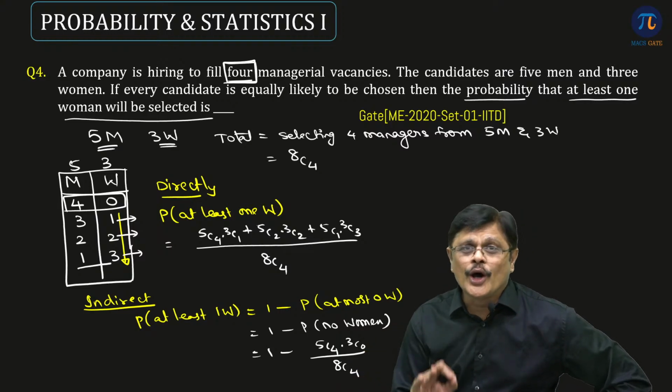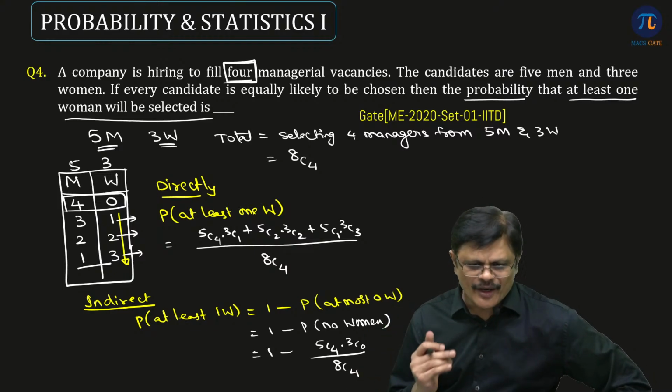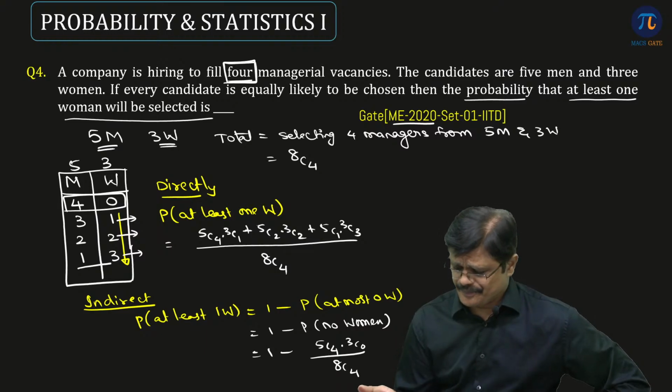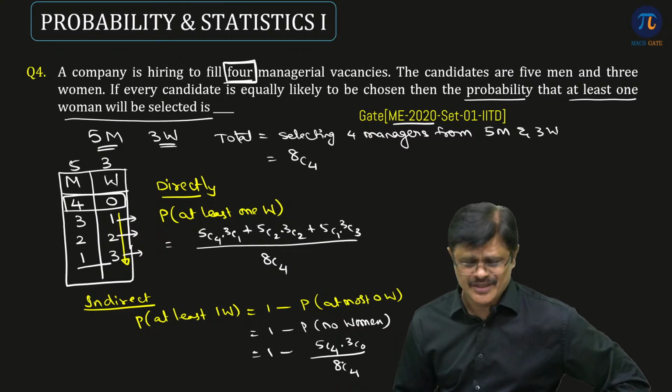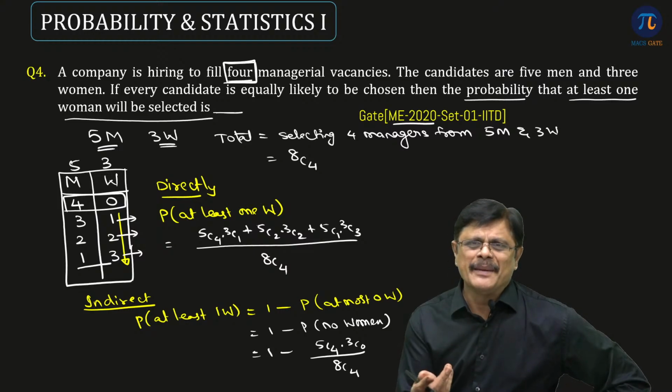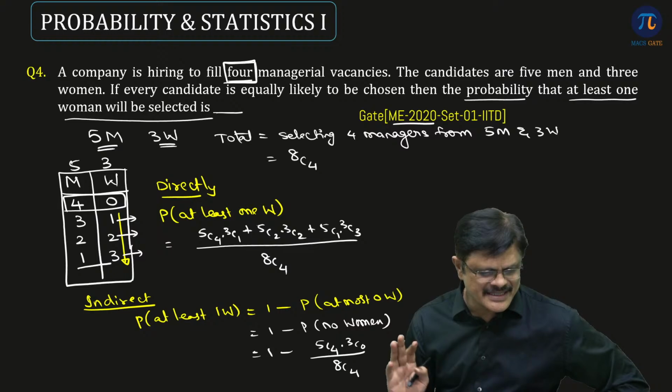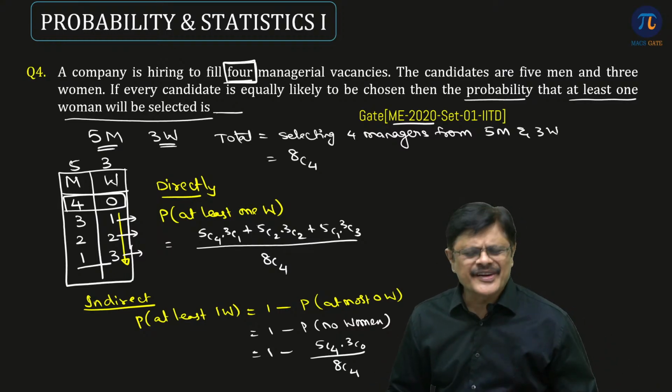But I am writing the logical answer. I am not writing the final answer because it is a GATE question. You can simplify this to get the required answer. Maybe up to 2 decimals, you can write down your answer, my dear friends. Am I clear? So that is the answer for this problem. So just read the question carefully. You can easily answer such questions.